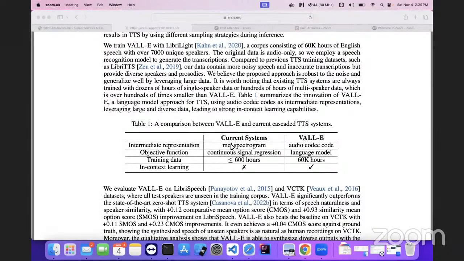So MEL is one way of representation, and the MEL spectrogram was very popularly used before this work. In this work, they are not using the MEL spectrogram representation at all. Instead, they have gone with what is called an audio codec model. And this audio codec model, again, is not a contribution of this paper.